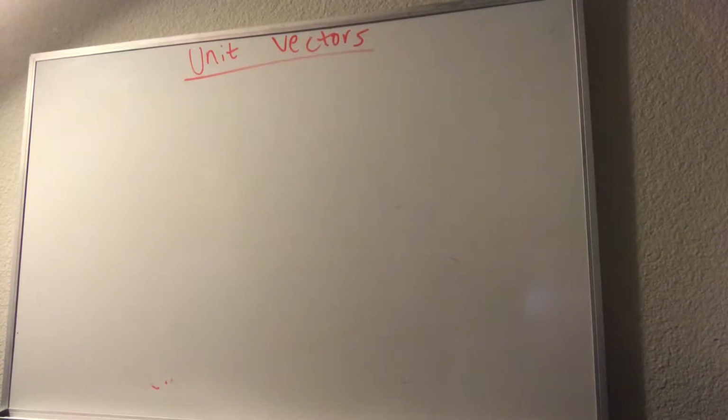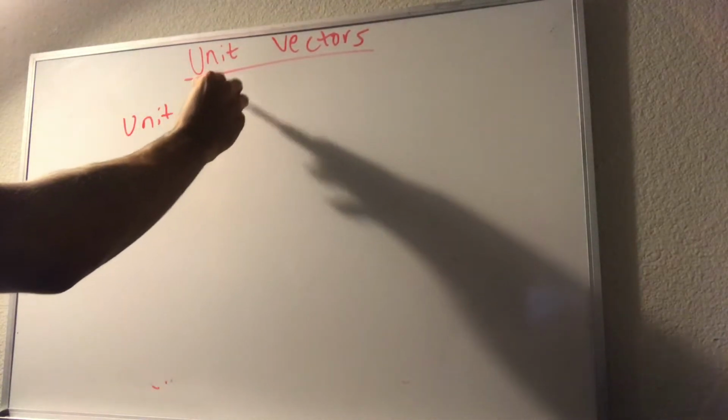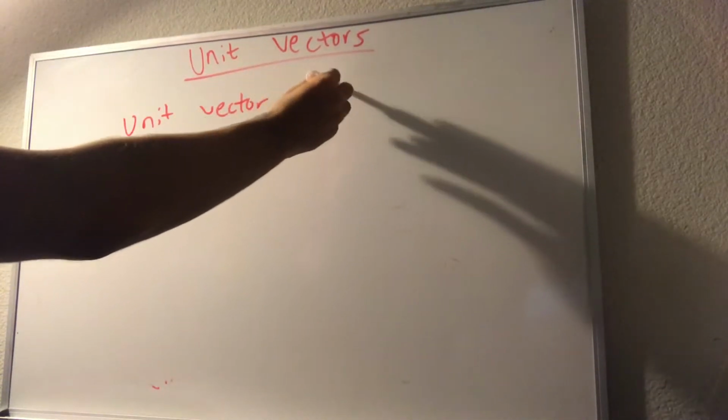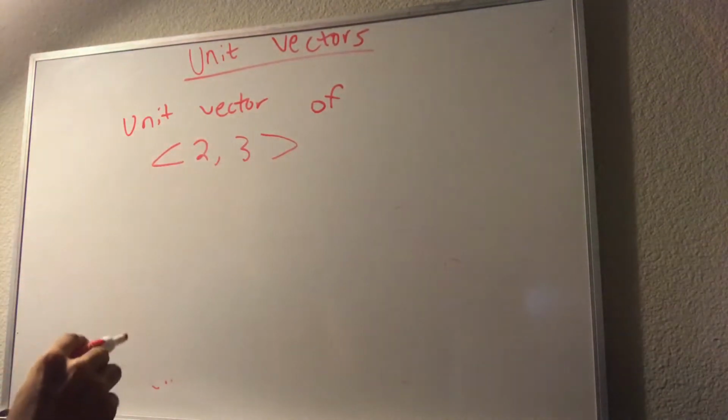So this lesson is more about unit vectors. Again, in the previous lesson I'd gone over vectors in general, their definition, their magnitude, direction, and how exactly you label them. So here we have unit vectors. I may ask a question, for instance, find the unit vector of this vector over here, right? So find the unit vector of this.